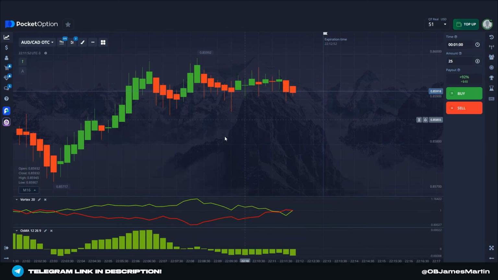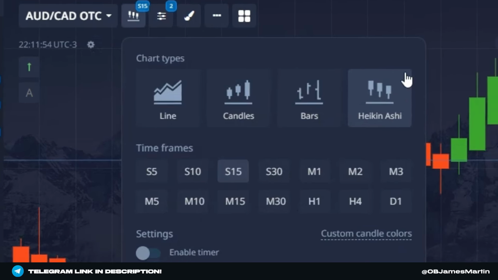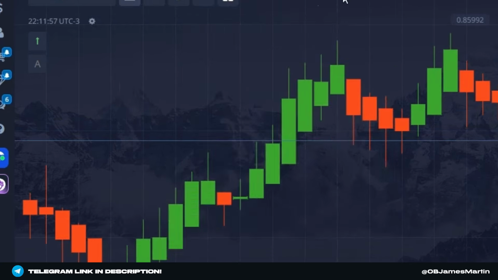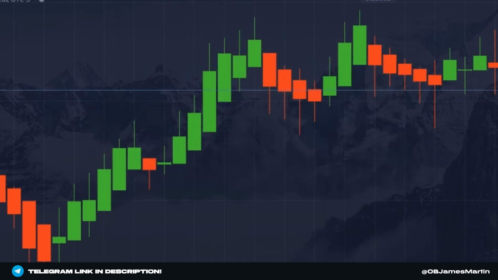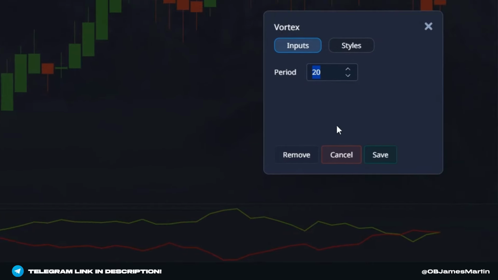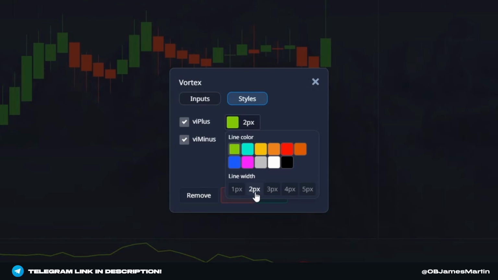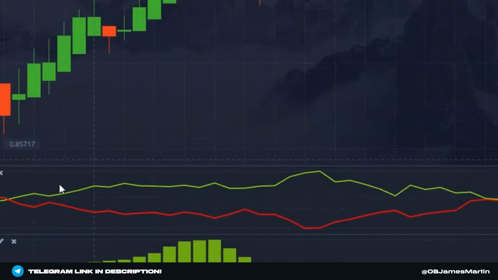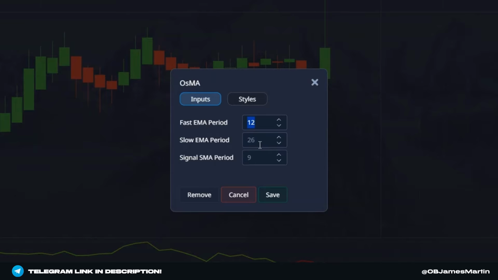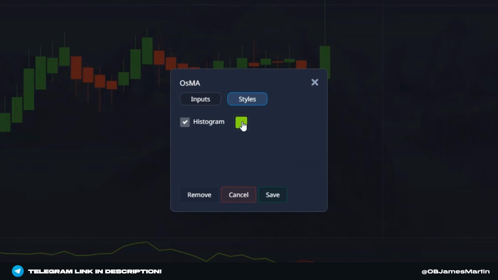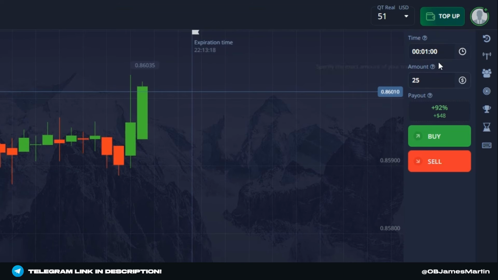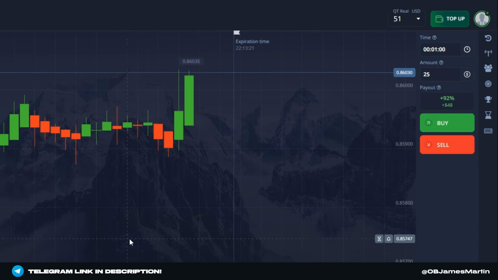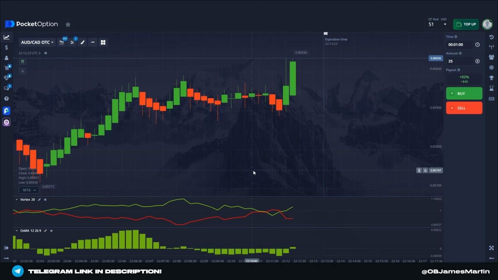Today, we're gonna start with Heikin Ashi candles and a 15 seconds time frame. So that is another trade strategy: Vortex and OSMA. For the Vortex, guys, we're gonna use 20 on period, and the size is up to you. I just changed the thickness to 2 pixels. OSMA 12, 26, and 9. That's the settings for that, and that's green. So that is pretty much all about the settings your indicators are going to be using for this particular strategy, guys. So let's start with $51 and 1 minute expiration time.